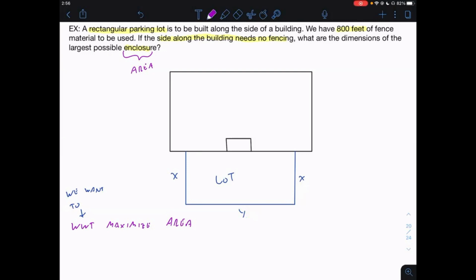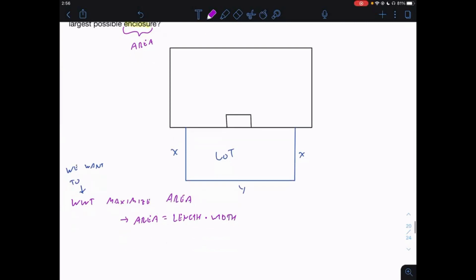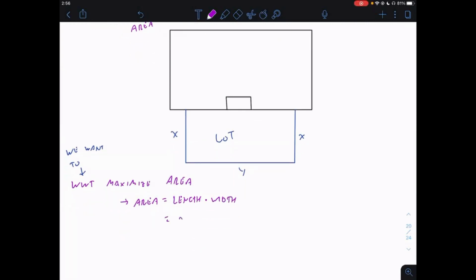So here we have our first equation of interest, which is the area, the function that we're trying to maximize, which is going to be in terms of x and y. In this case, length times width, right? Yeah, algebra review. Length times width. I'll use a dot for times. Or in our case specifically, x times y.